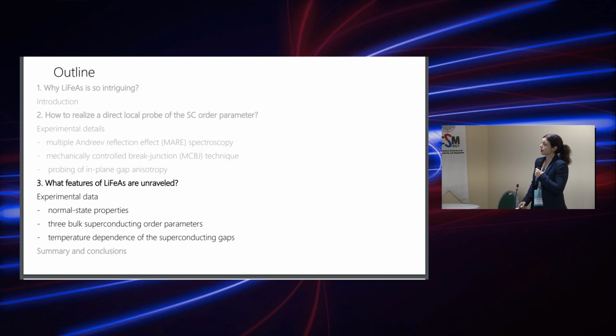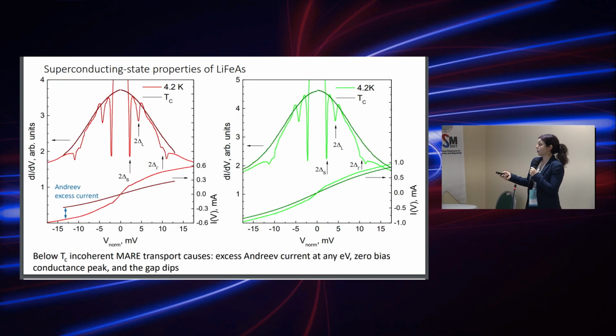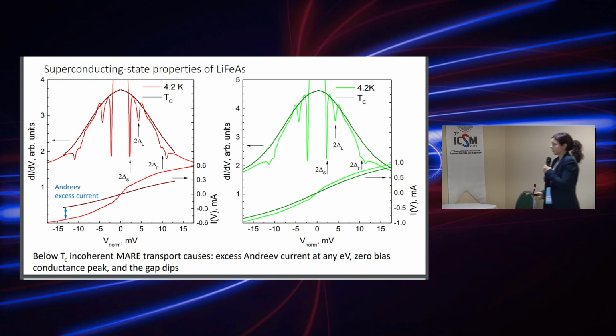Now let's detail the Andreev structures that appear below the critical temperature Tc. Here are the raw experimental data. On the bottom there are current-voltage characteristics. They show no supercurrent branch but excess Andreev current, and raw dynamic conductance spectra below and above Tc for the two junctions. On their nonlinear background, the Andreev dips attributed to the three superconducting order parameters are well visible.